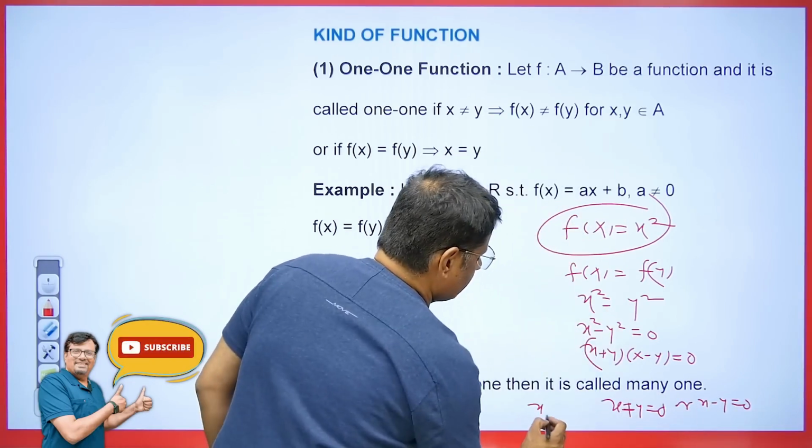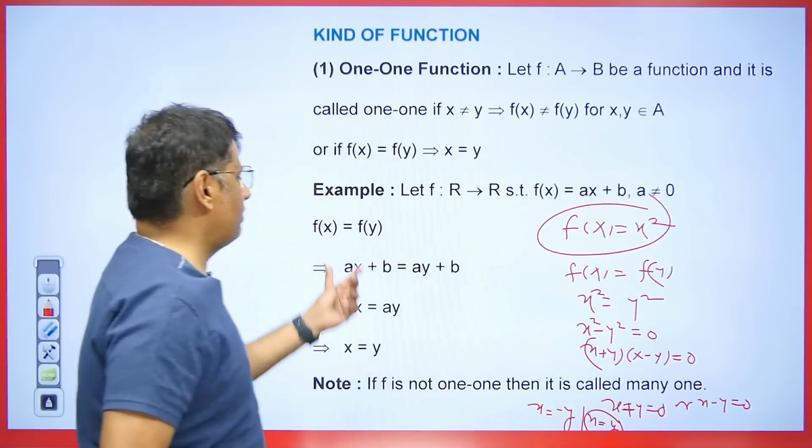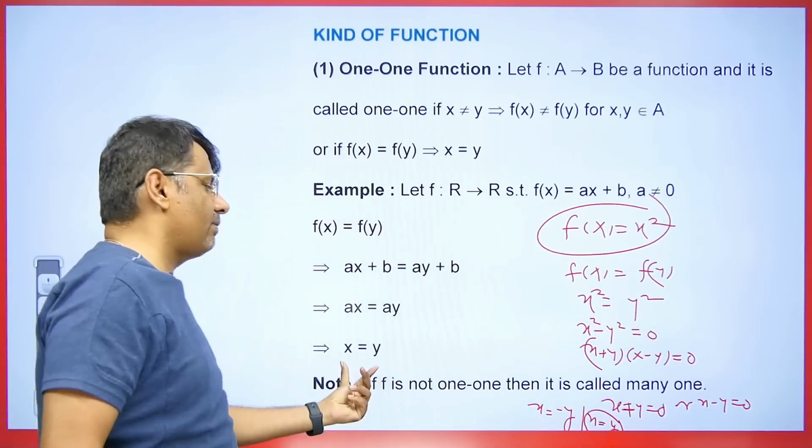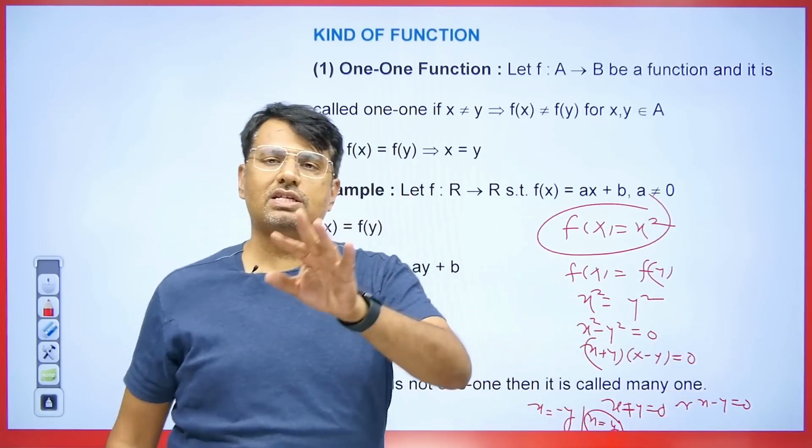So students, from here we get value of x equal to y and another value of x equal to minus y. When we get f(x) is equal to f(y), then x should be equal to y. But here it is x equal to y as well as x is equal to minus y. Therefore, it's not a one-one function.